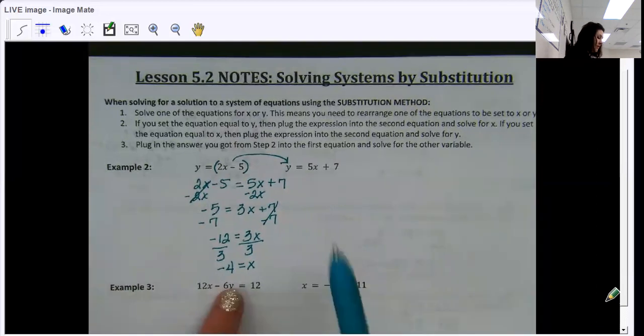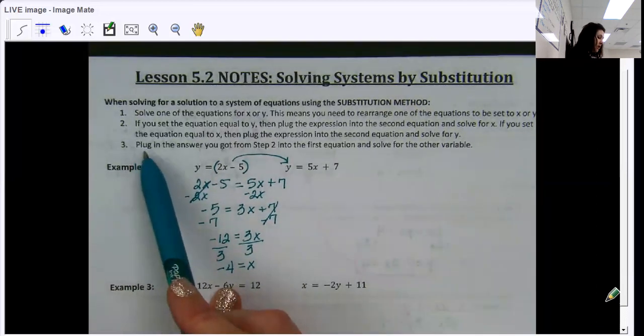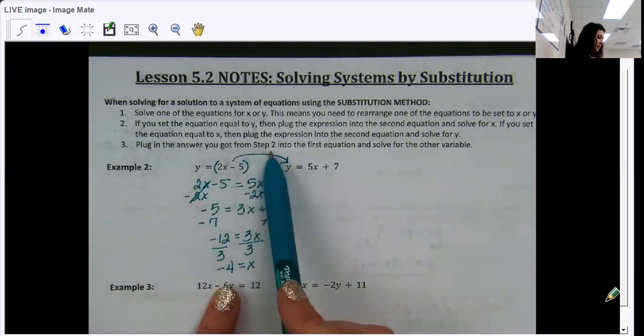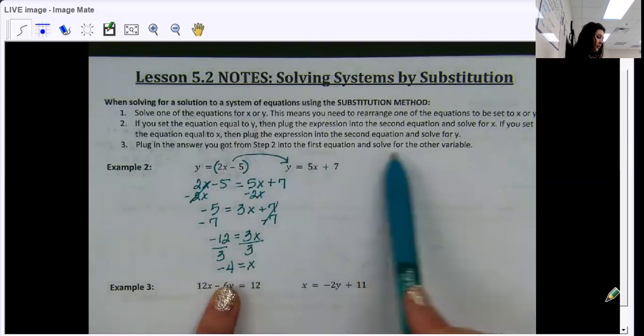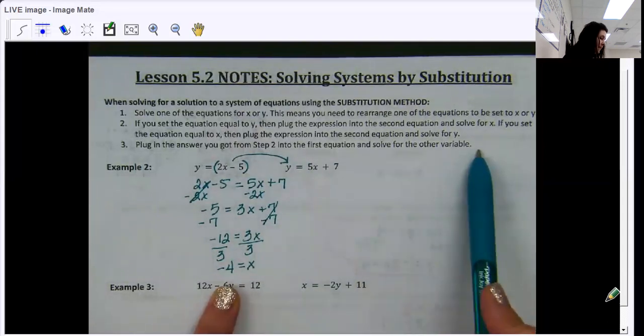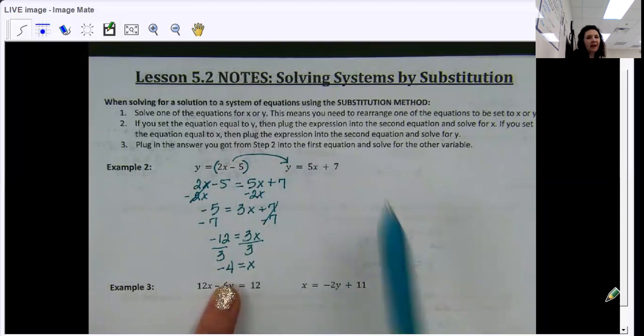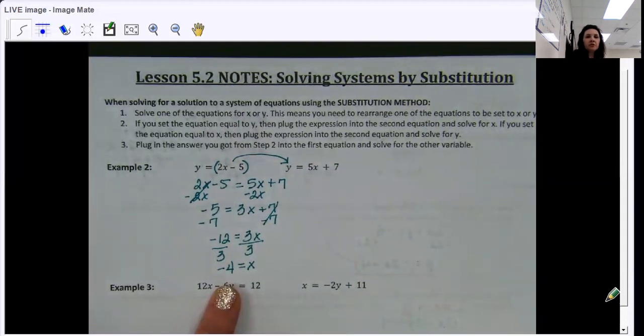So once we've done step 2, step 3 says plug in the answer you got from step 2 into the first equation and solve for the other variable. This says the first equation, but it actually doesn't matter. You can use whichever equation you want. I like the first equation. It looks a little easier, smaller numbers, I guess. But honestly, it doesn't matter. Either one you put it into, you'll get the same value for y.